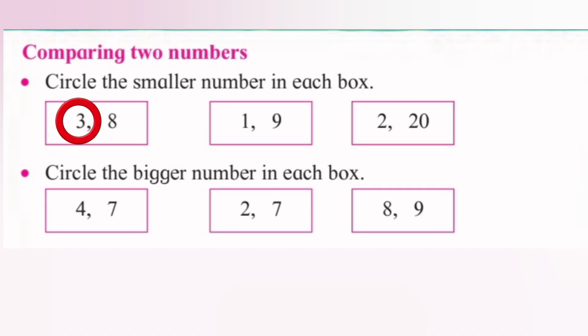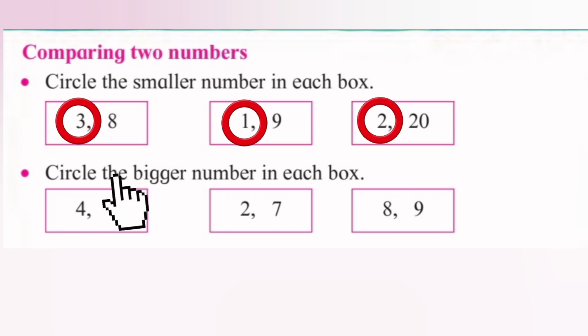Now let's move to the second box and do the same. Look at both the numbers. Numbers are 1 and 9. So between these two, 1 is the smaller number. Then next, 2 and 20. 2 is the smaller number.